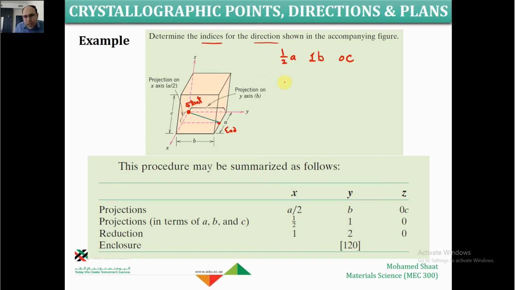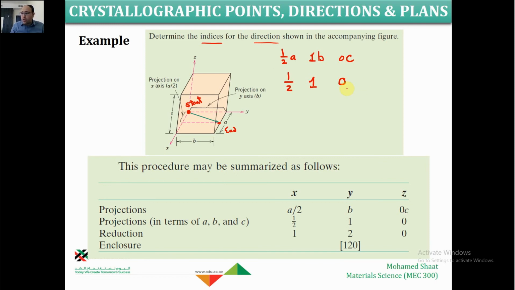So what are the indices now? The indices should be half and 1 and 0. Like you're already locating points, locating the other endpoint from the start point. But if you confine these three indices in a square bracket, this gives the crystallographic direction. Without the square brackets, you are defining the endpoint, the crystallographic point of this endpoint. But we need to define the direction. You should use a square bracket.